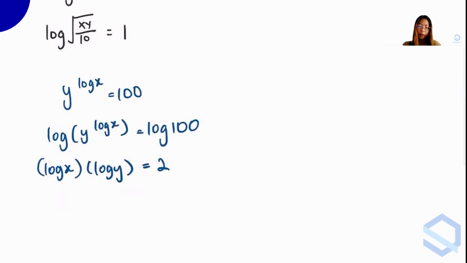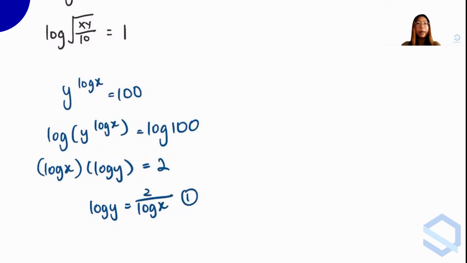So we see that actually we have a log x and a log y. When multiplied together, they give us 2. We can actually make log x or log y the subject of the formula, but in this case, I'll make log y the subject of my equation, so 2 over log x. So this will be our first equation.